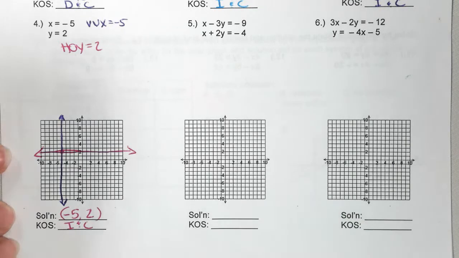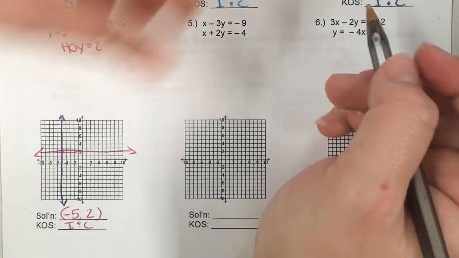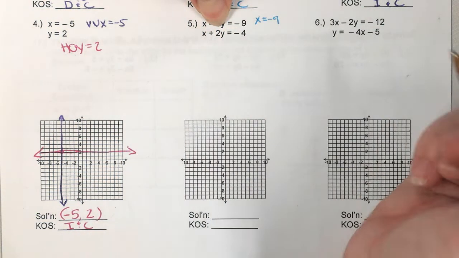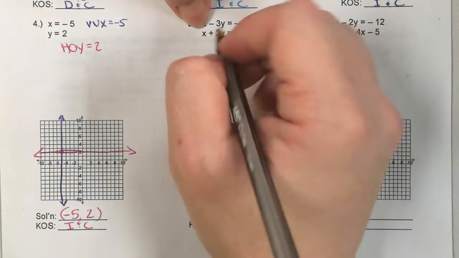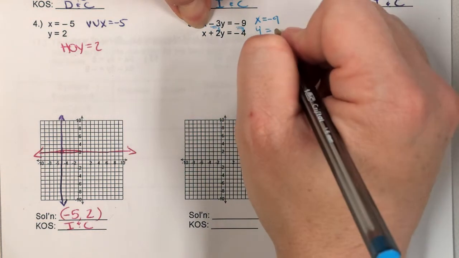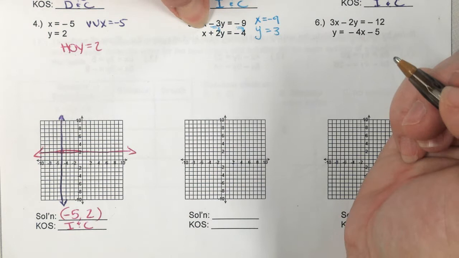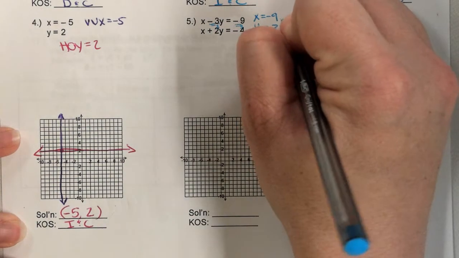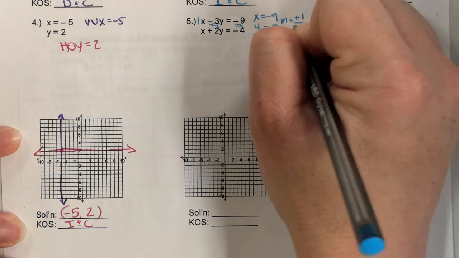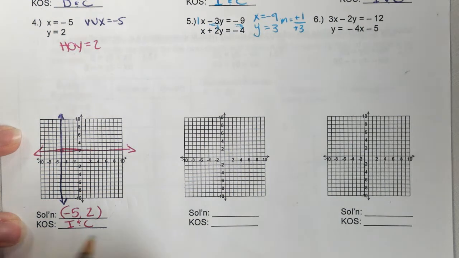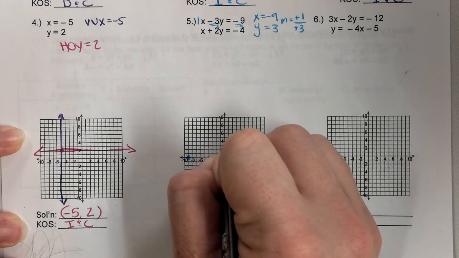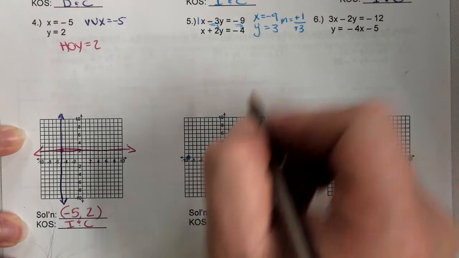Okay, on number 5, they're both in standard form, which is totally fine. So I'm going to start at the top. On this one, I have x equals -9, because x has no coefficient. Here, I'll divide both sides by -3 to get my y-intercept. And -9 divided by -3 is +3. Okay, and I'm also going to find my slope, which is opposite of a, which is 1. So -1 over b is -3. So that gives me +1/3. So x is -9. Y is 3, and I'm going to rise 1, run 3.